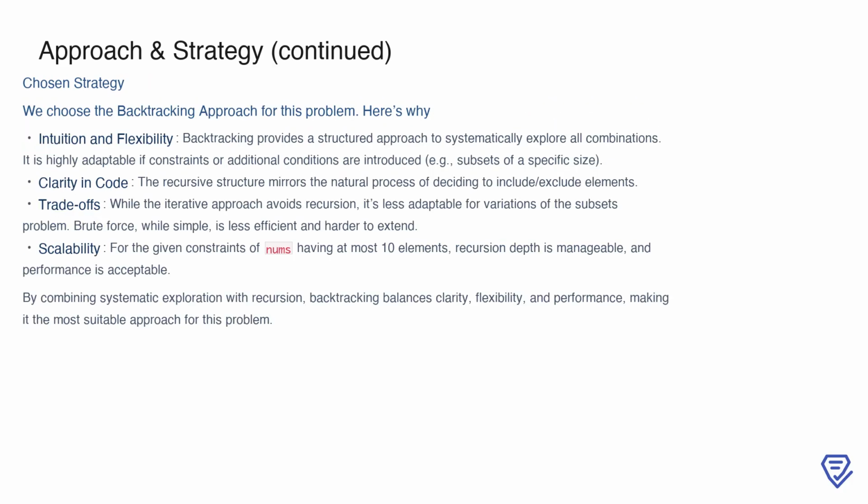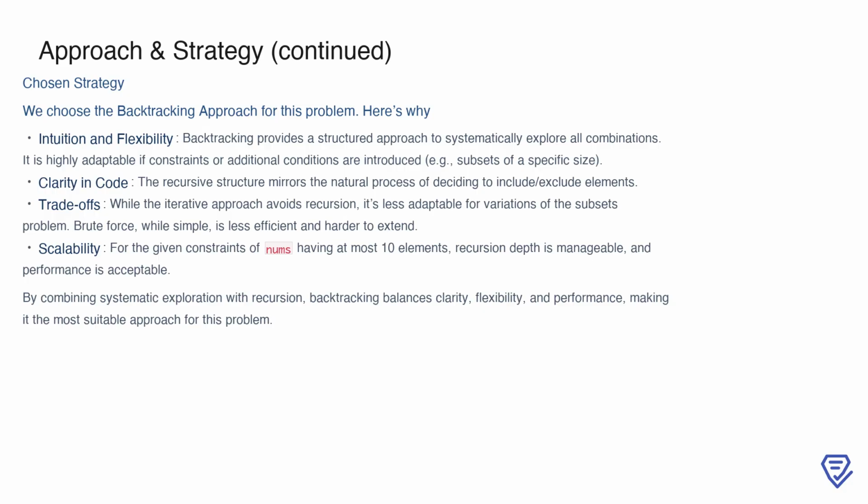For this problem, the backtracking approach stands out as the most suitable strategy. Backtracking offers a clear and systematic way to explore all subset combinations while being highly adaptable to variations of the problem. For instance, if constraints like generating subsets of specific sizes or meeting certain conditions are added, the recursive structure of backtracking makes those modifications easier to integrate. Additionally, the implementation mirrors the natural decision-making process of including or excluding elements, which enhances code clarity. While the iterative approach avoids recursion, it lacks this flexibility and is less intuitive for extending to related problems.